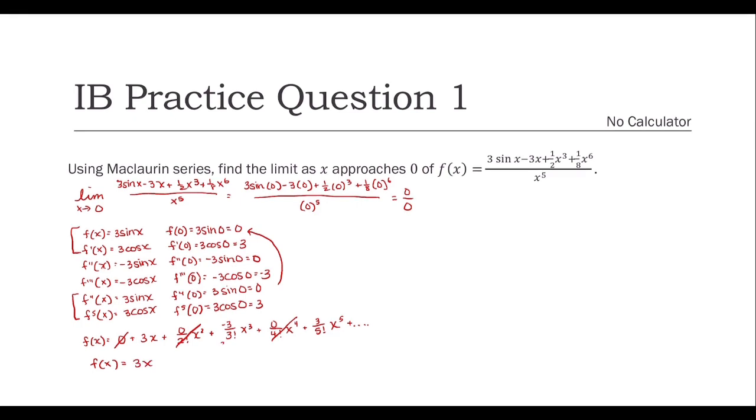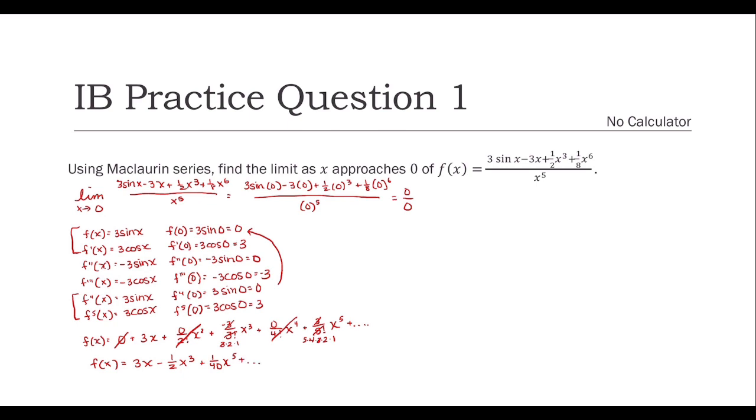3 factorial is 3 times 2 times 1. So our 3 in the denominator will cancel with our 3 in the numerator. So this becomes negative 1/2 x cubed. And then 5 factorial is 5 times 4 times 3 times 2 times 1. Our 3's will cancel. So we'll get plus 1 over 40 x to the fifth.